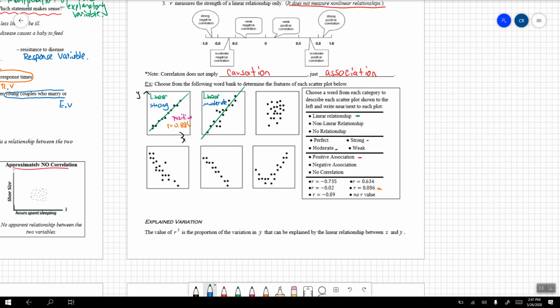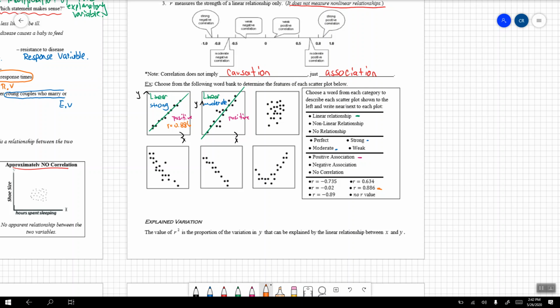Okay, not too bad. So is this positive or negative? Well, as the x values increase, the y values increase as well. X is low, y is low; x is in the middle, y is in the middle; x is large, y is large. Therefore, here we have a positive association. All right, once again, there we are.